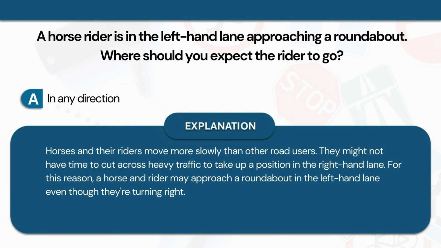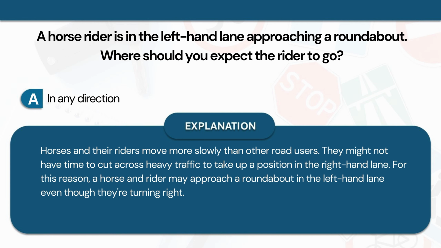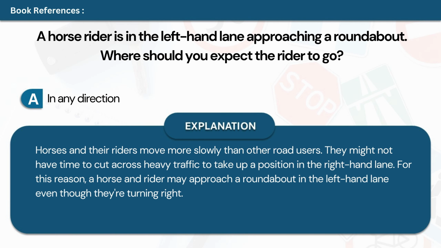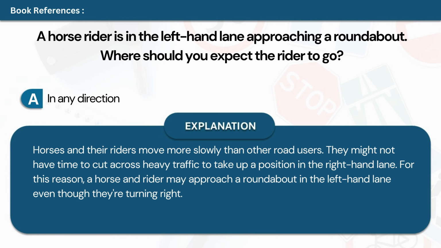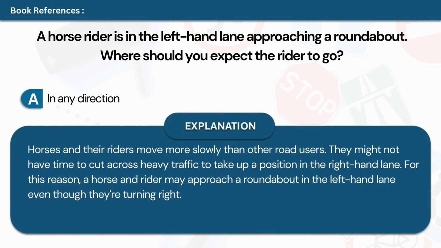Horses and their riders move more slowly than other road users. They might not have time to cut across heavy traffic to take up a position in the right-hand lane. For this reason, a horse and rider may approach a roundabout in the left-hand lane even though they're turning right.